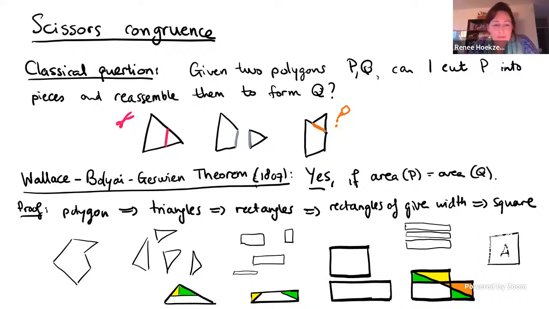So there's a very nice constructive proof. I can take a polygon and always cut it into triangles. Those triangles I can make into rectangles, and those I can make into rectangles of a given width. Then I can stack them and form a square of that same area. So I can go from any polygon to a square of the same area, and then I can also go back. This gives a nice constructive proof.